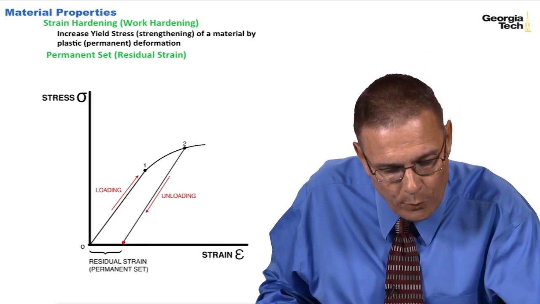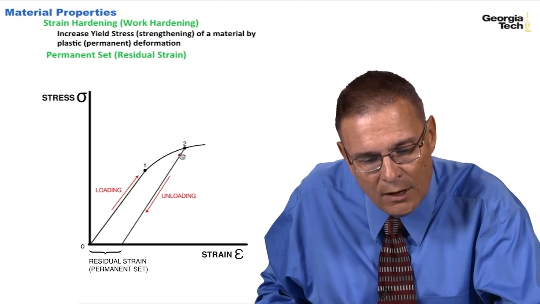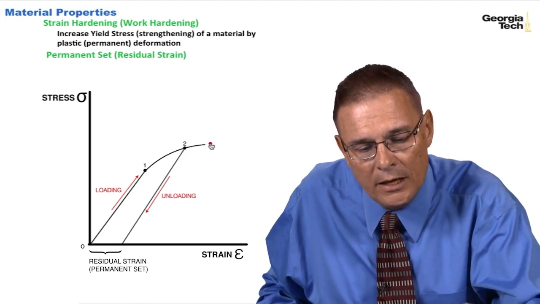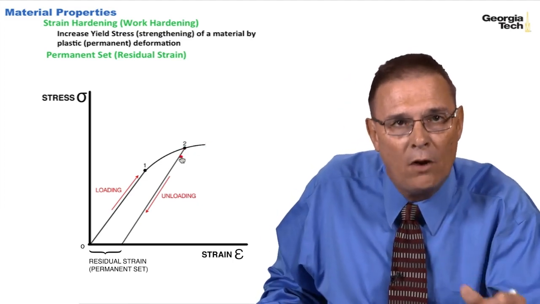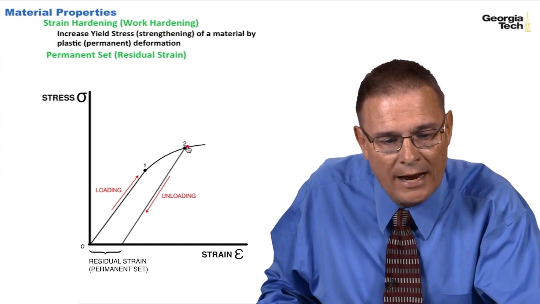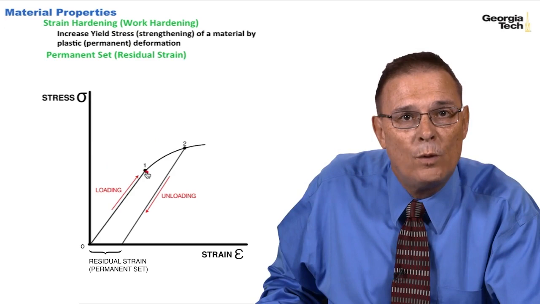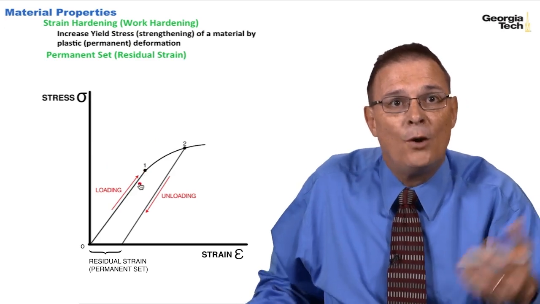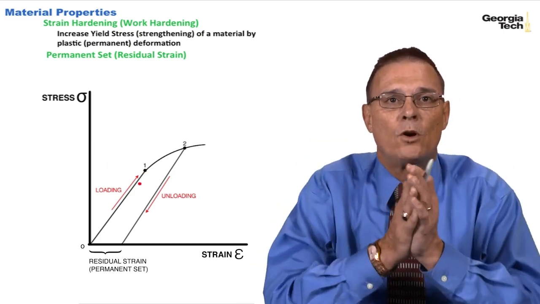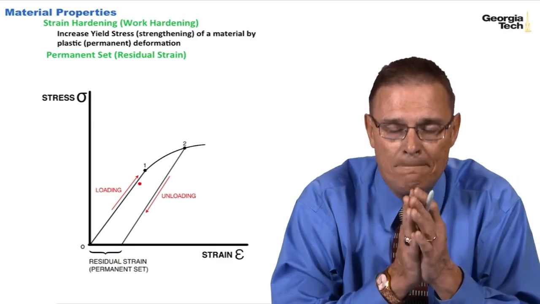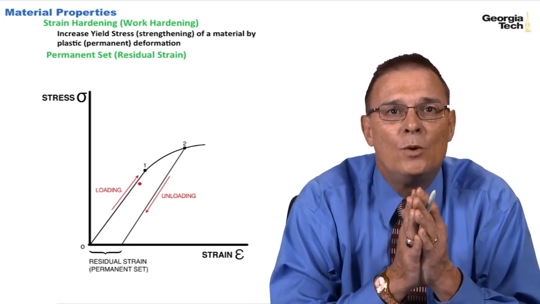And then we see if we would load it again, we wouldn't start to yield until we get to point 2. So we've had some strain hardening because the yield stress now is higher than it was the first time we went up the curve. And so this is the concept of work hardening or residual strain. And we'll continue on next module.